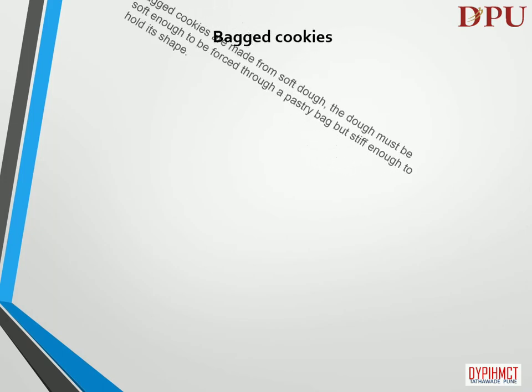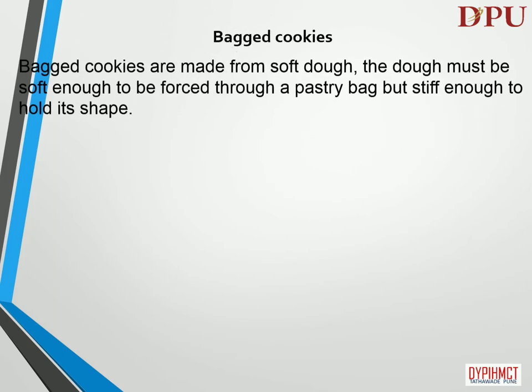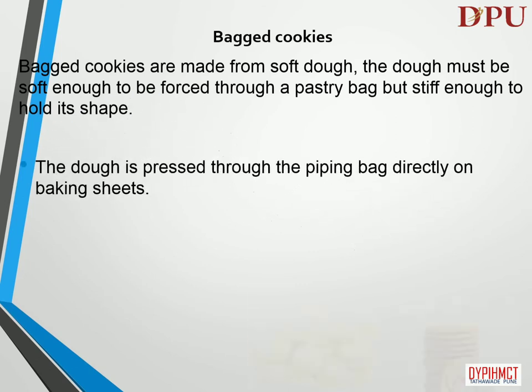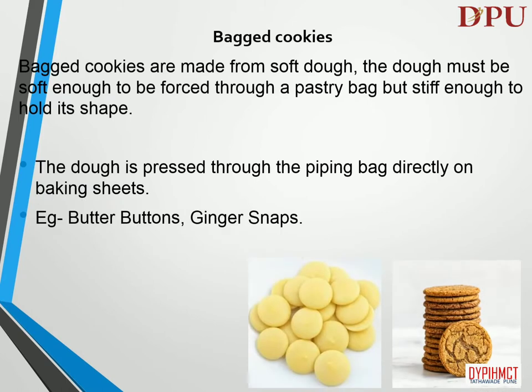Bagged cookies. Bagged cookies are made from soft dough. The dough must be soft enough to be forced through a pastry bag but stiff enough to hold its shape. The dough is pressed through the piping bag directly on baking sheets. Example: butter buttons, ginger snaps.